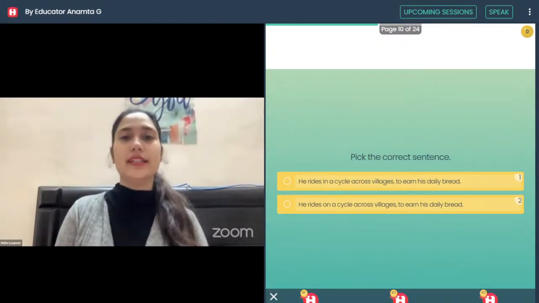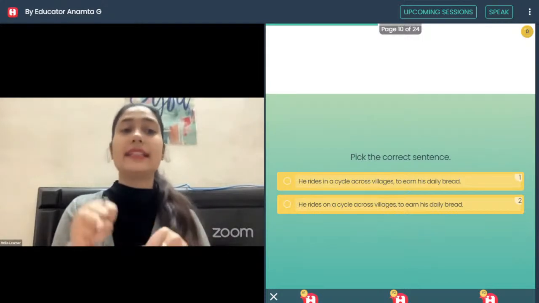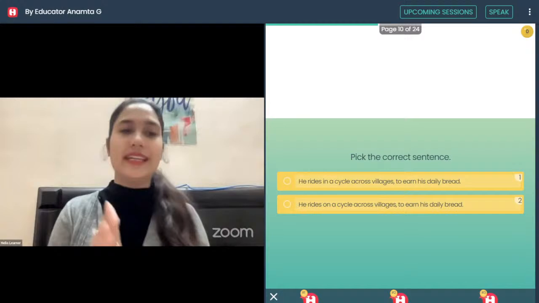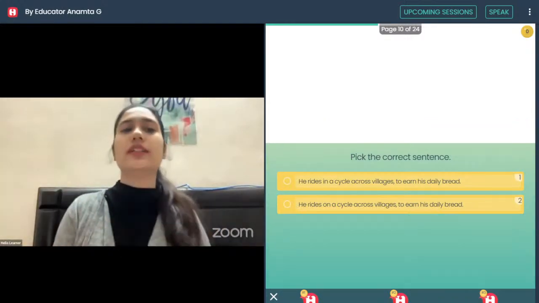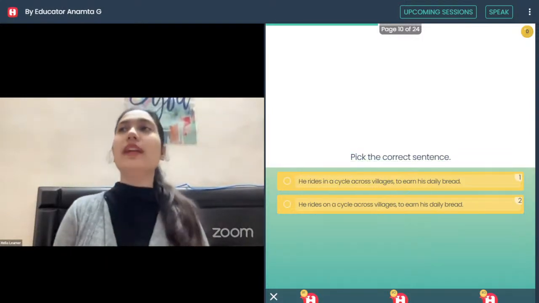Moving to the next slide. Pick the correct sentence. He rides in a cycle across villages to earn his daily bread, or he rides on a cycle across villages to earn his daily bread. In a cycle, on a cycle, choose the right option.